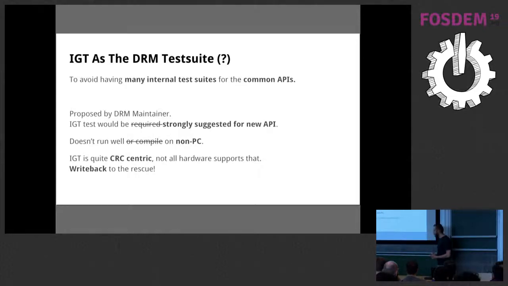DRM subsystem maintainers recently proposed that IGT could be required for new APIs. Whenever a new user space facing API is added to the KMS area, it should be backed by an IGT test if that's feasible. Of course, there are a couple of corner cases where IGT is not perfect and needs more work, so they don't want to block on that. They don't want to make people struggle. But if it's possible, then yeah, please back it up with IGT tests, which would be nice.